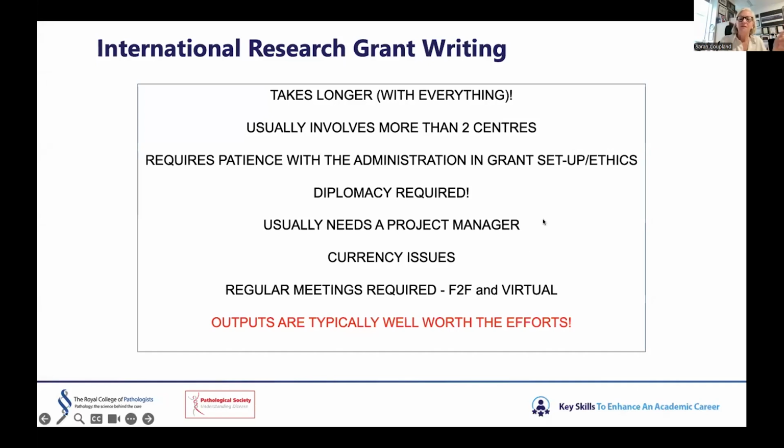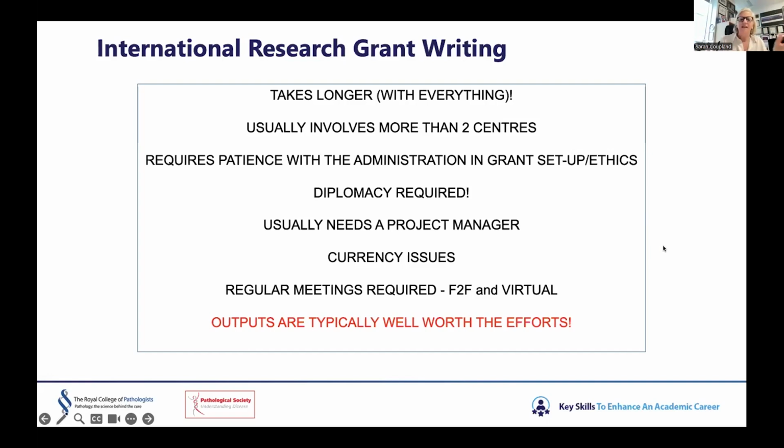More often than not, if it's a large project grant such as the Horizon 2020, then it usually needs a project manager to coordinate things. And they are definitely very useful in terms of currency, so the provision and the division of the finances between the various countries. And certainly if they are long-term grants, then you have to have regular meetings, and they could be 6 monthly, but probably more frequently. They can obviously be virtual, but at least once a year, face-to-face.